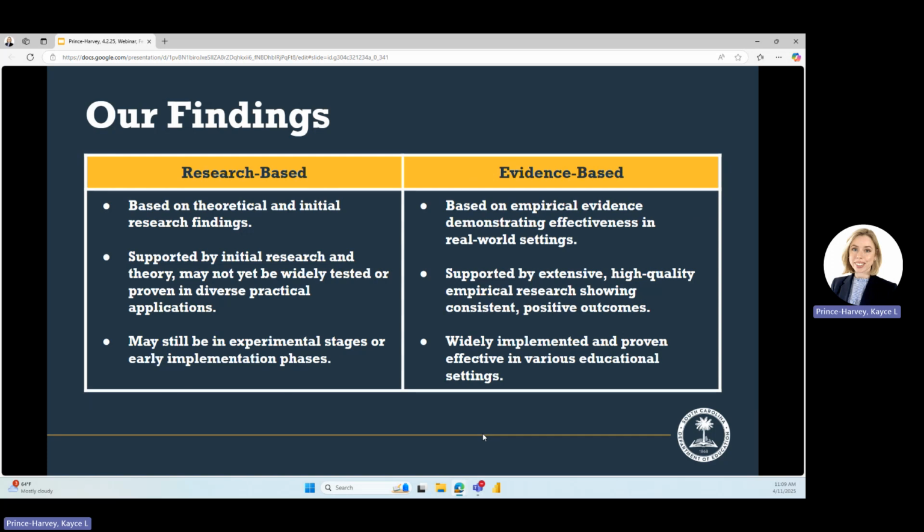So our findings from the article for research-based practices, research-based is based on theoretical and initial research findings. It's supported by initial research and theory, but may not yet be widely tested or proven in diverse practical applications. And it may still be in experimental stages or early implementation phases. Whereas evidence-based practices are based on empirical evidence demonstrating effectiveness in real-world settings. They're supported by extensive, high-quality empirical research showing consistent, positive outcomes, and they're widely implemented and proven effective in various educational settings.